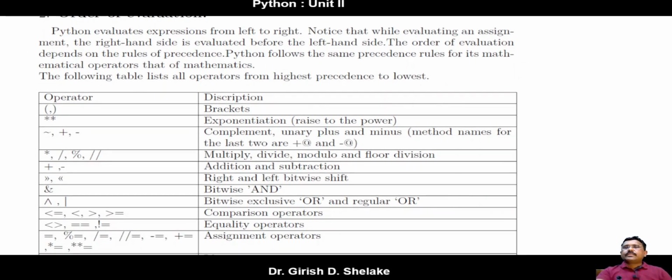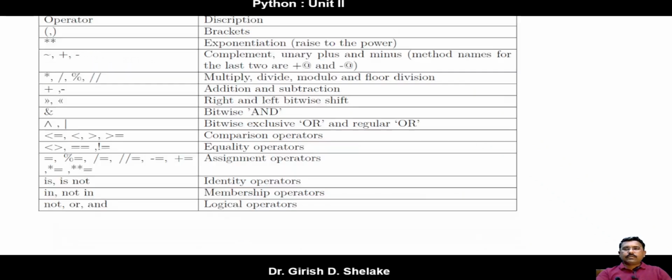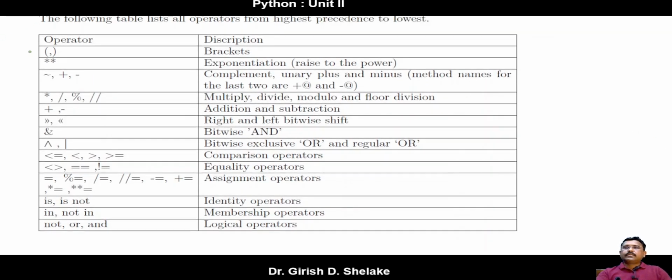Now we consider what is meant by order of evaluation. Python evaluates expressions from left to right, but while evaluating an assignment, the right hand side is evaluated before the left hand side. Here we have a table which indicates the hierarchy.